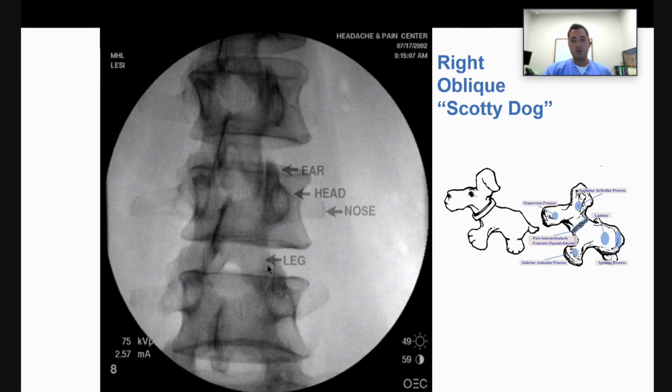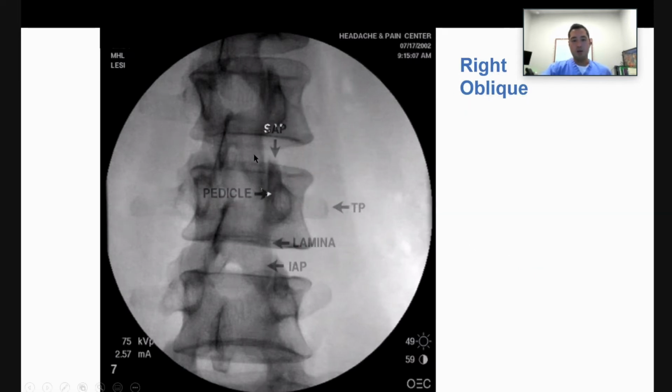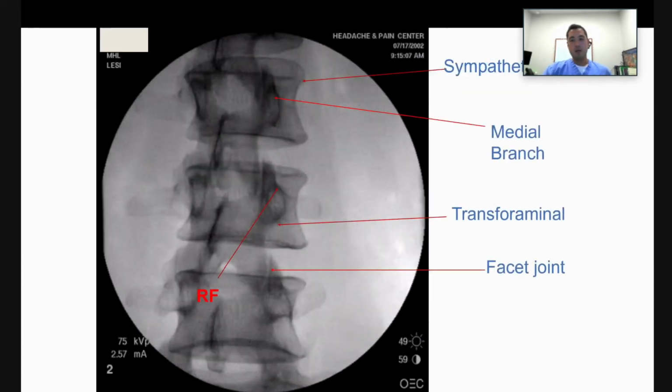And what does that specifically correlate with? Well, the ear is your superior articular process. The eye of the Scotty dog is the pedicle. The transverse process is the nose. You have the lamina right here going into the front leg, which is your inferior articular process of the same segment you're looking at. And why is this important? Because a lot of the procedures we do come from this specific view, whether that's a medial branch block, a transforaminal epidural steroid injection, or a facet joint intervention such as a radiofrequency ablation.